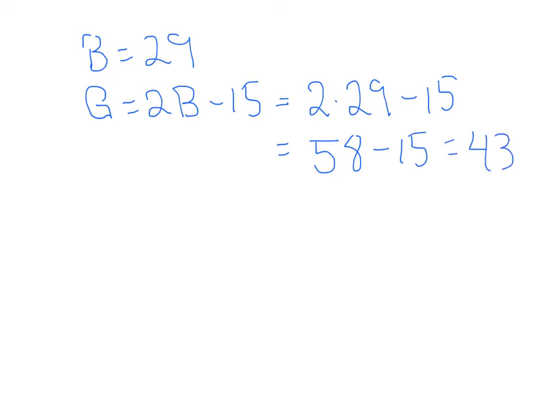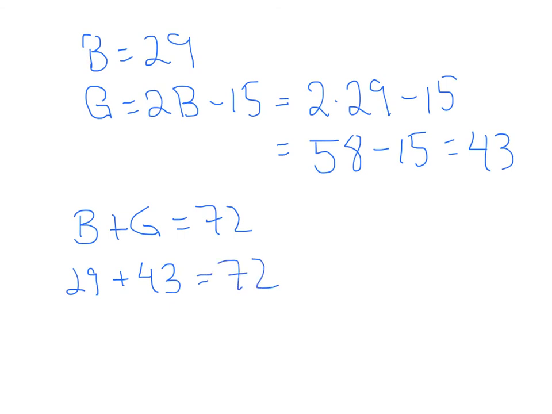Now, our final check on this is to double check that b plus g does in fact equal 72. And if we replace b with 29 and G with 43, we find that it does indeed equal 72. So we've checked our answer.